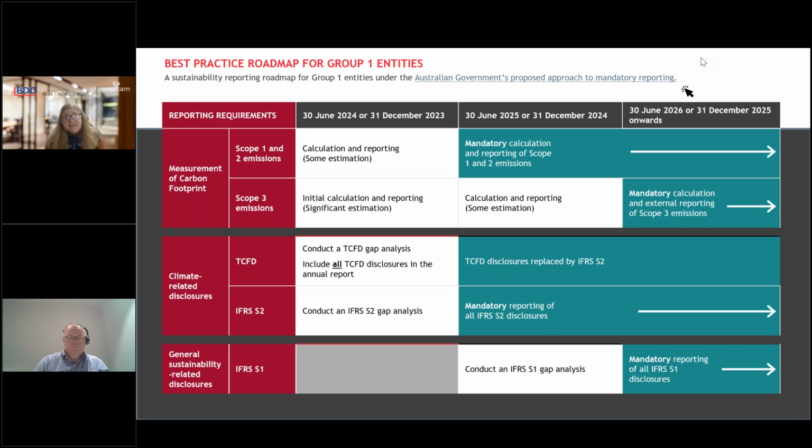And then for Group 2 entities, it's 2 years later, and Group 3 entities another year later. So we have put together a best practice roadmap for those Group 1 entities on how they could look at the measurement of carbon footprint, climate-related disclosures, and also IFRS S1. So, you know, how they can phase it in over the next year or so. The green blocks is when it's mandatory, and the white blocks is when we're getting ready. So that's just an idea. We will also share in due course our best practice roadmap for Group 2 entities and Group 3 entities, of which I've got a draft on my table at the moment.